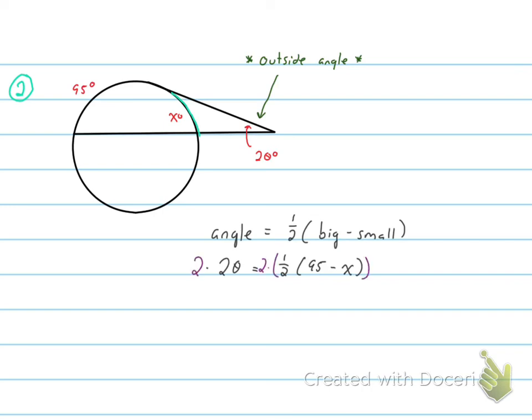And then to solve this, an easy way to get rid of that fraction is to multiply by the reciprocal. So I'm going to multiply both sides by 2. That's going to cancel out that 1/2. So now I'm left with 40 equals 95 minus x. I subtract 95 on both sides. Now I have negative 55 equals negative x. If you have a negative on both sides, you can just cancel them out. So I'm left to know that x is equal to 55 degrees, and I'm done.